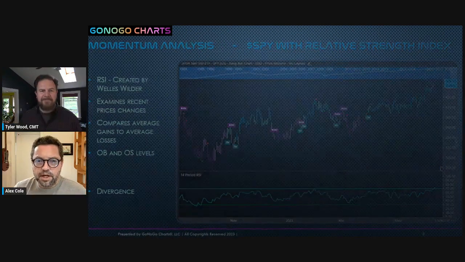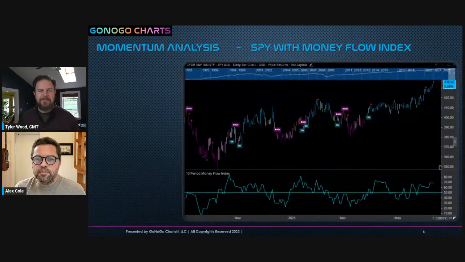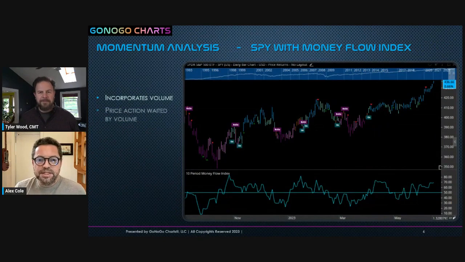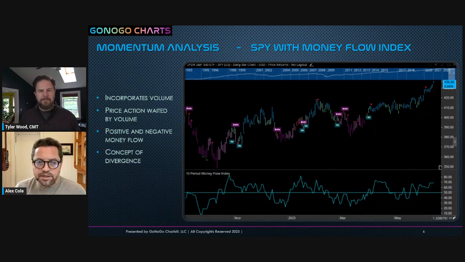Yeah, the next one we're going to look at is the money flow index. And the reason we're putting this one in here is because this also attacks measuring momentum in a slightly different way. So the interesting thing here is that it incorporates volume. So this indicator will separate up days versus down days and then note the volume associated with each. So you can get a sense then of positive and negative money flow. So when the money flow index is rising, we can think of that as positive money flow. And when it's falling, we can think of that as negative money flow.